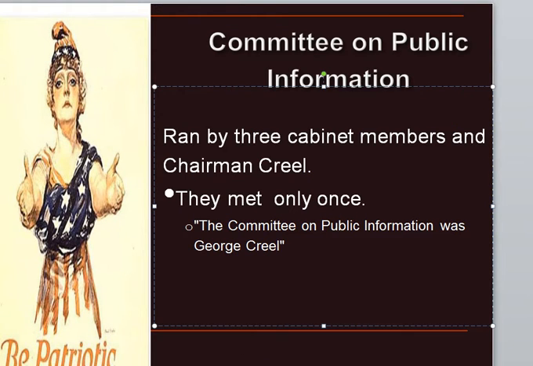So the Committee on Public Information was run by three cabinet members and Chairman Creel. They met only once, and George Creel never met with them again. He micromanaged the whole thing. The Committee on Public Information was George Creel. George Creel was the Committee on Public Information.